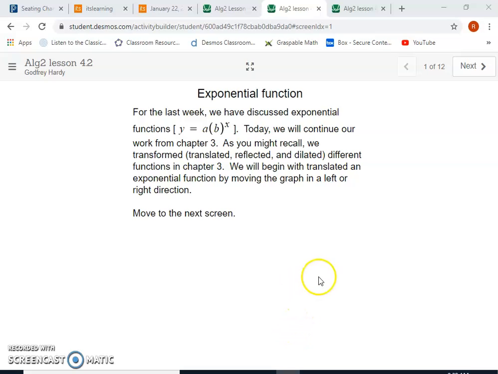So in lesson 4.2, you are revisiting transformations from chapter 3. So the idea of moving left, right, up, and down, doing rotations and reflections will be revisited in this chapter, but with exponential functions instead of our parabolas and square root functions from the previous chapter.